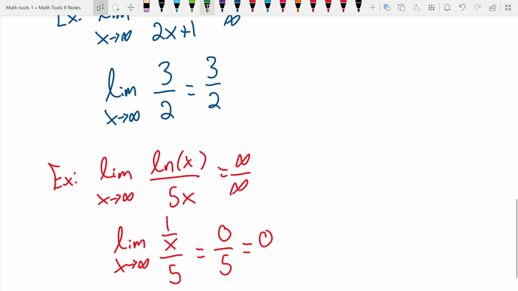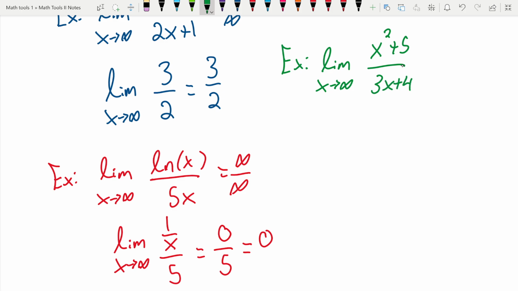Okay, so let's look at now the limit as x approaches infinity of x squared plus 5 over 3x plus 4. Okay. So if you recognize this rational function, you'll recognize it as one where there is no horizontal asymptote. So this implies that there's not a limit as x goes to infinity, at least not a finite one. So what's going to happen here? Well, we still would get infinity over infinity if we just plug it in. So L'Hopital's rule can still be used.